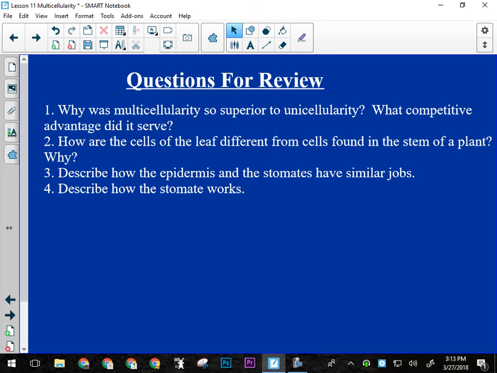All right, and describe how the stomate works. We went over that in detail. It's an osmotic thing. As this plant loses water, salts build up in the spongy layer, and that pulls water out of the guard cells, causing them to close. So the concentration of salts helps to open and close the stomates.